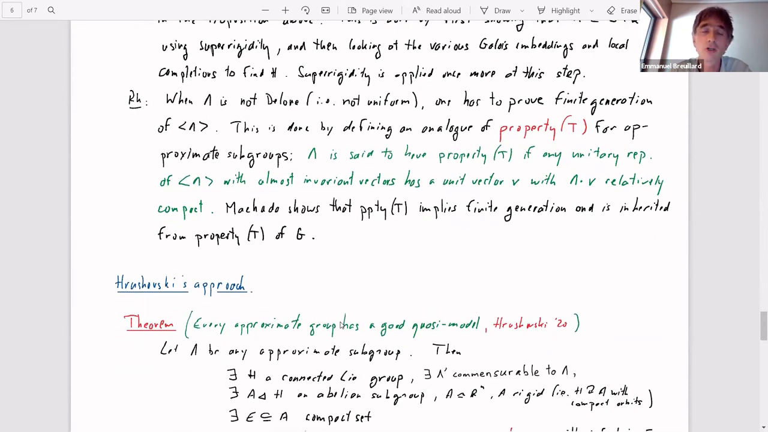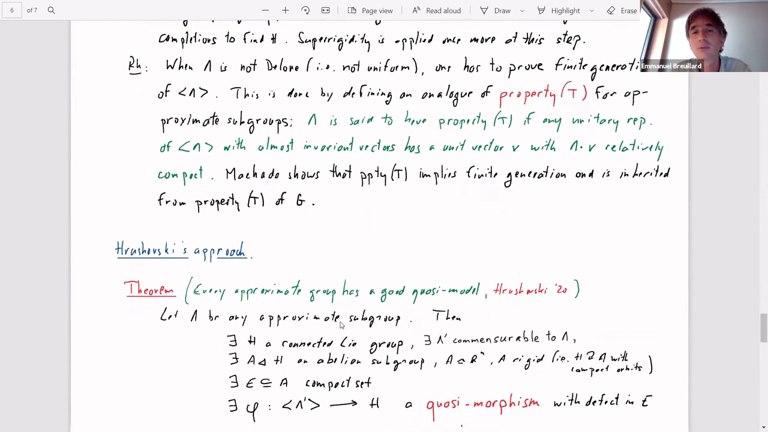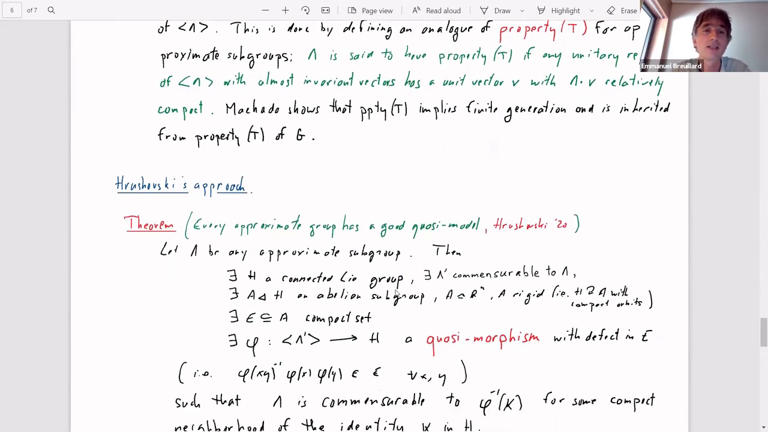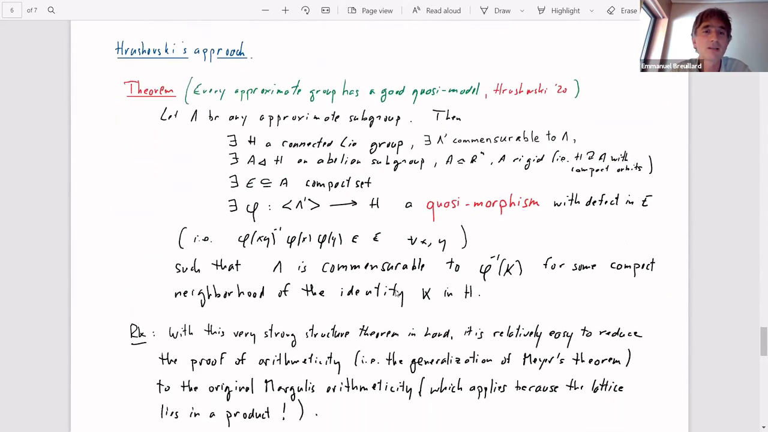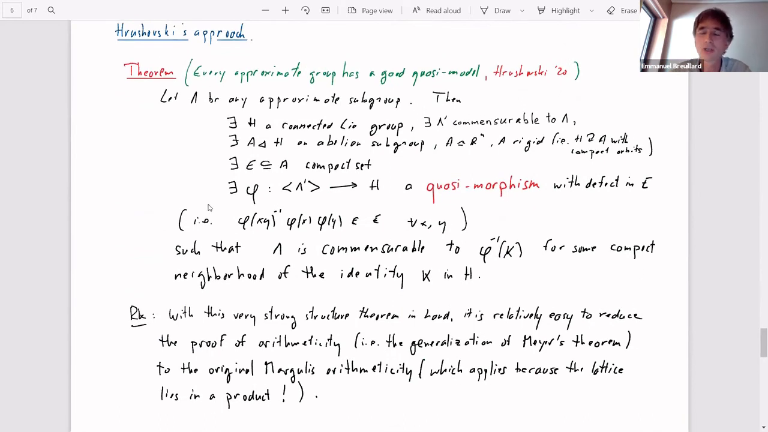Also, in the case when you're not Delone and you're not uniform, you have to prove that you're finitely generated, and this can be done by using some version of property T for approximate lattices. So maybe in the last minute, I would say one thing about Hrushovski's approach.